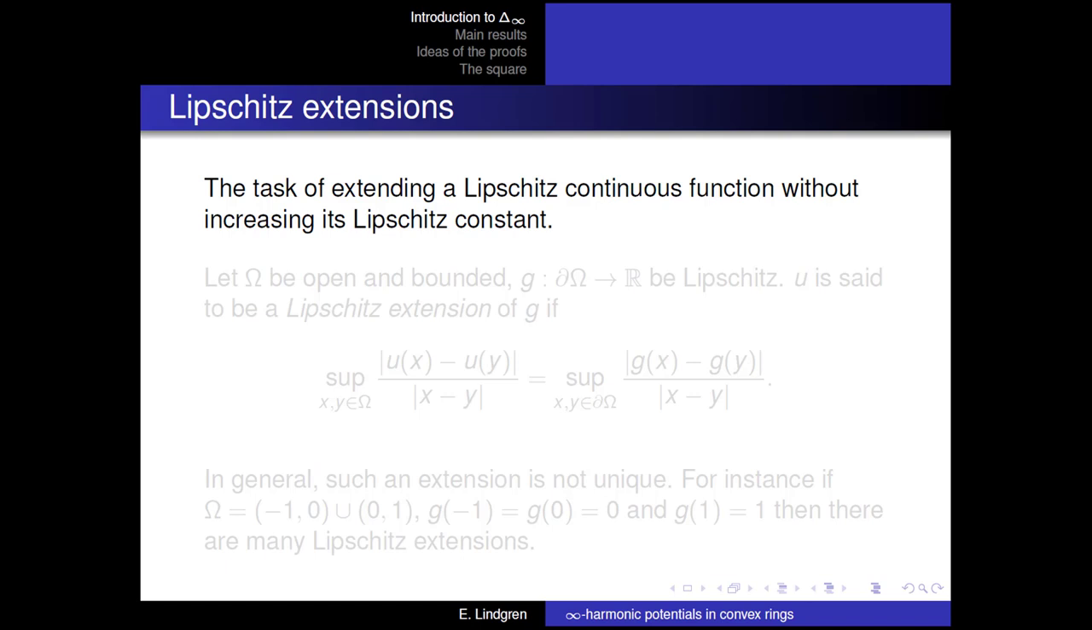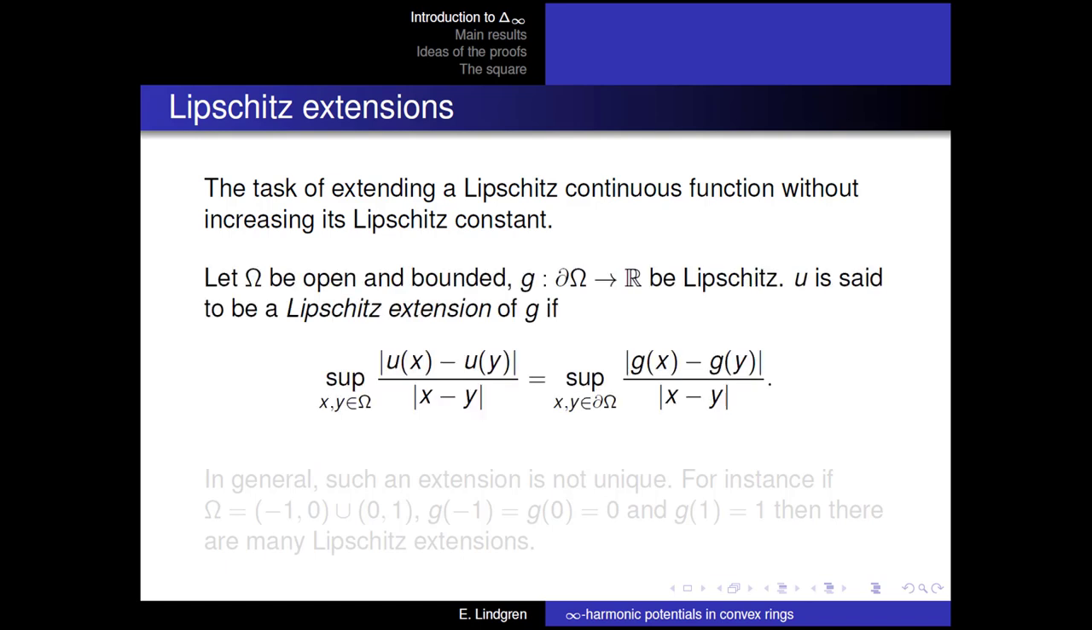So this is about when you have a given function which is Lipschitz on some, let's say, closed set. In this case, I'm always going to think of a boundary of a domain, but this is not necessary to define the problem. A Lipschitz extension of such a function g, defined on the boundary of the set omega, is a function u which has the least possible Lipschitz norm. So this is the Lipschitz norm over omega of u, and this is the Lipschitz norm of g on the boundary.